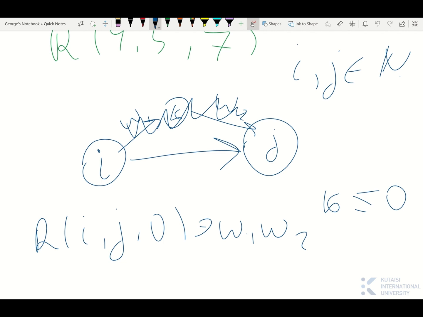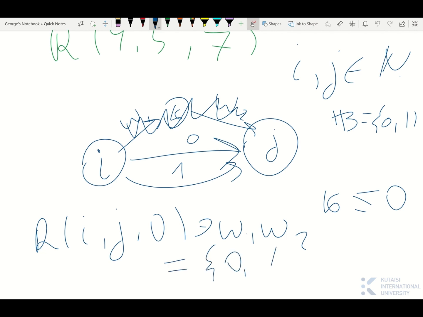Then it's just one letter. Let's say my alphabet is just 0 and 1, for simplicity. Then this is either 0 or maybe 1 also goes here. So your set consists of 0 and 1 in this case. It cannot have longer strings. It just has one letter.